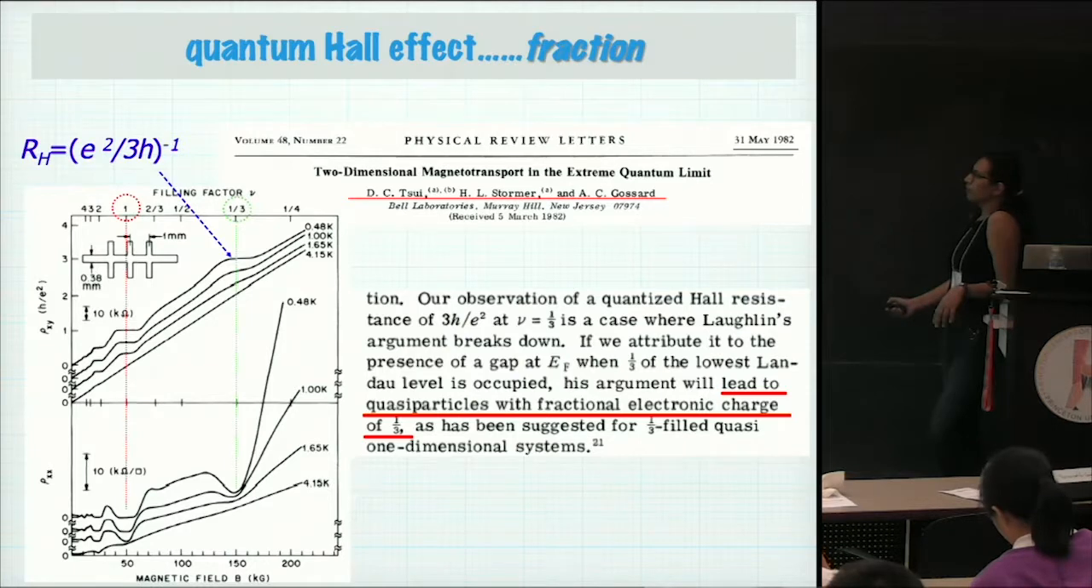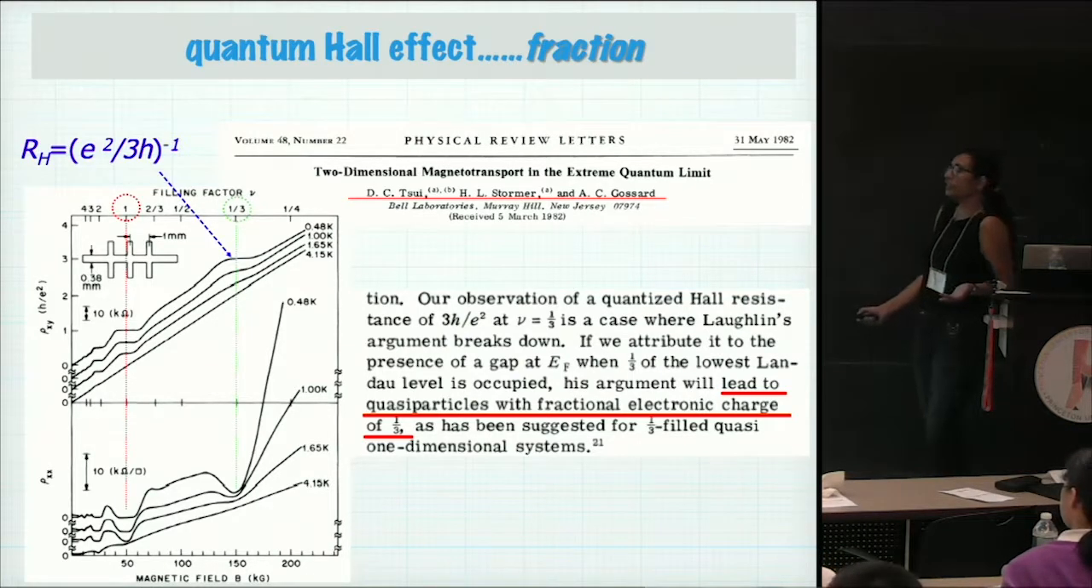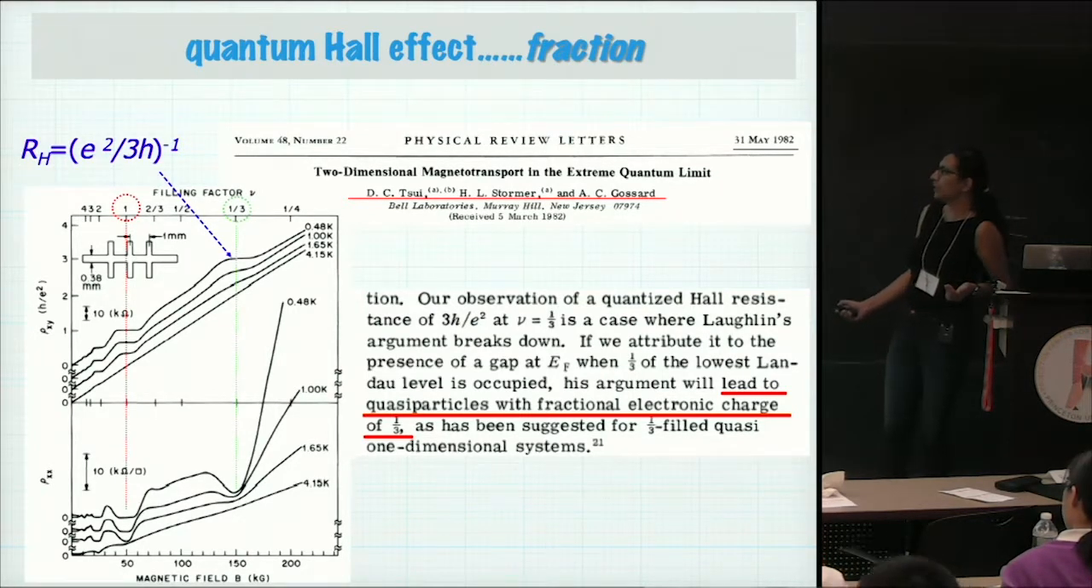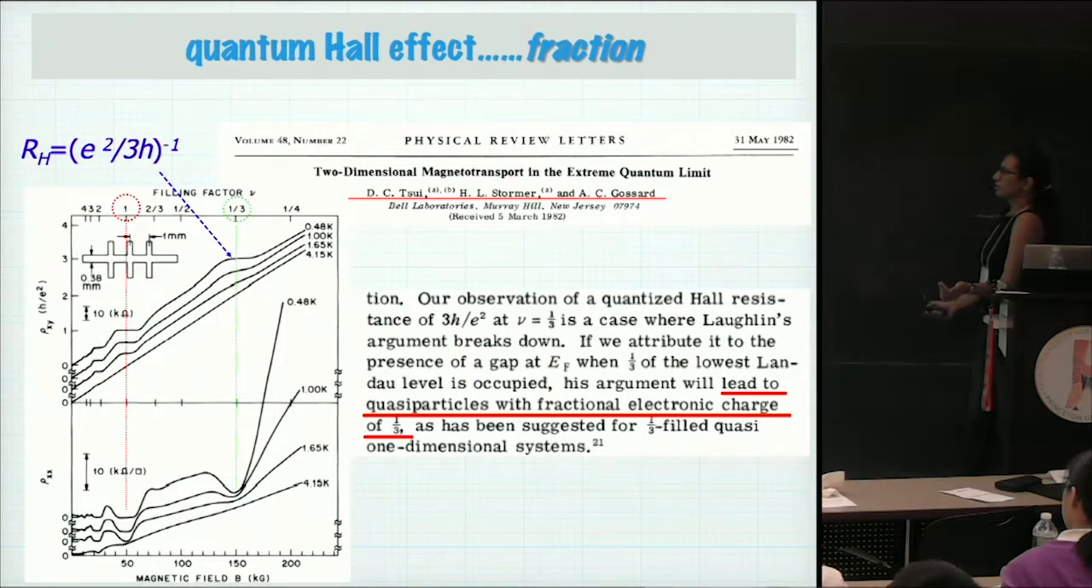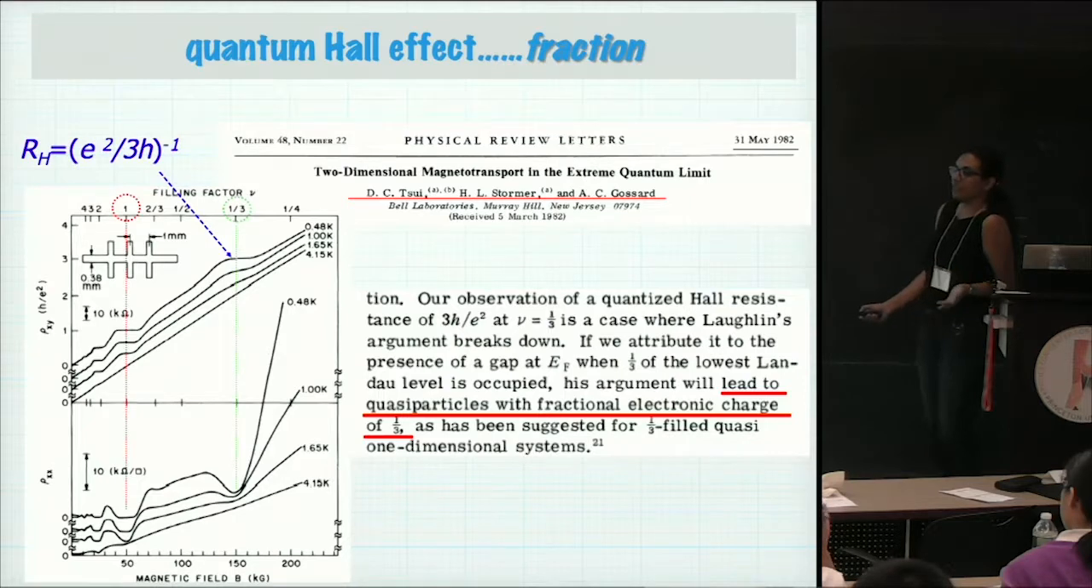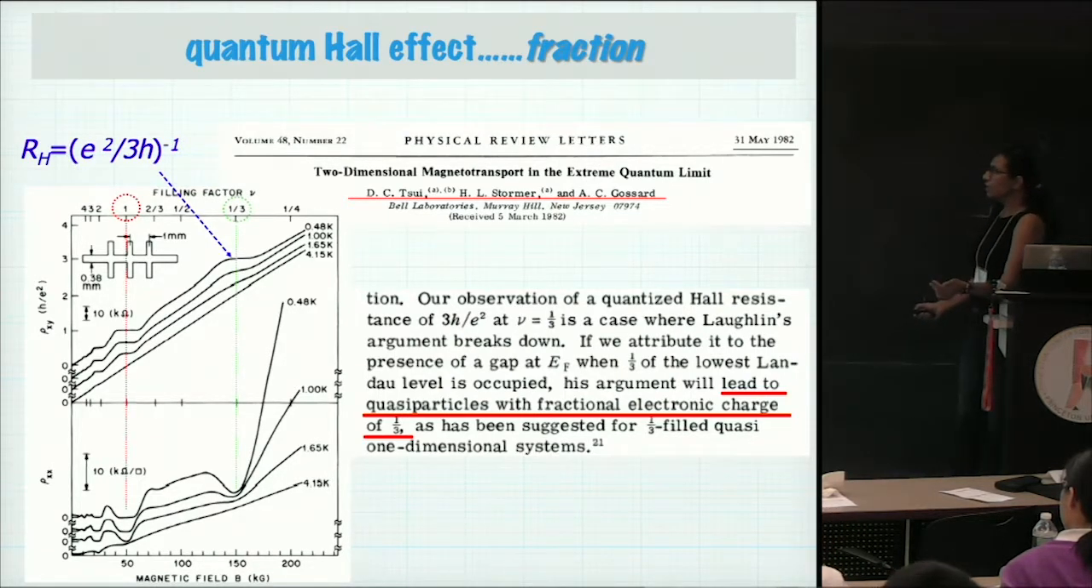Anyway, with time, as you go to lower and lower temperature and better and better samples, the initial integer quantum Hall effect could have been explained just through Landau levels of electrons. But as you go to lower temperature and high magnetic field, you see resistance which is quantized to 1/3 of the electron charge. And that tells you that I can now have quasi-particles which have charge less than the electron. So this kind of experimental evidence led to the explanation.